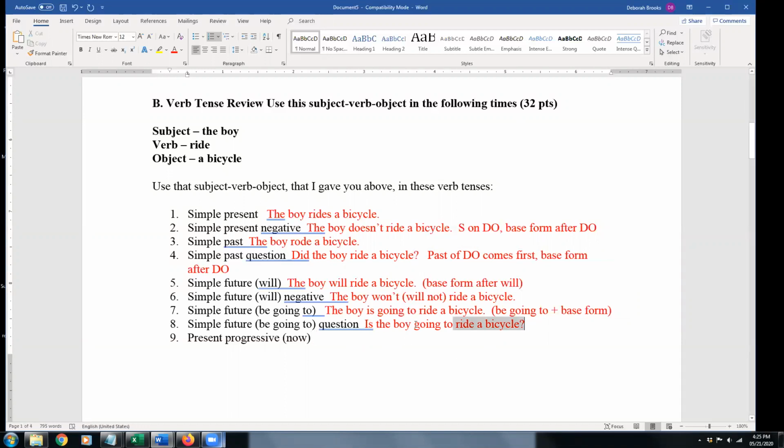Present progressive. The boy is, and so we're doing present is riding. So present progressive is be plus ing, the main verb in ing. The main verb is in base form in simple future. The main verb is in ing form in present progressive.